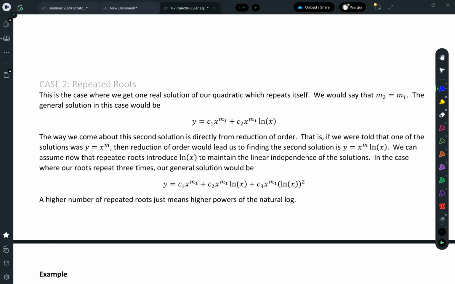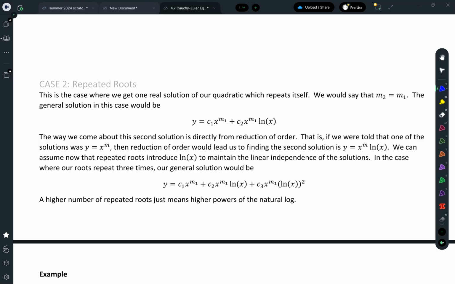That would have shown us that the x multiplier is the perfect fix. That's just what happens in the math. If we were to use reduction of order again on the repeated roots case, where the first solution is y equals x to the m, the method of reduction of order would tell us that the second one is y equals x to the m times ln of x. That would just come out.